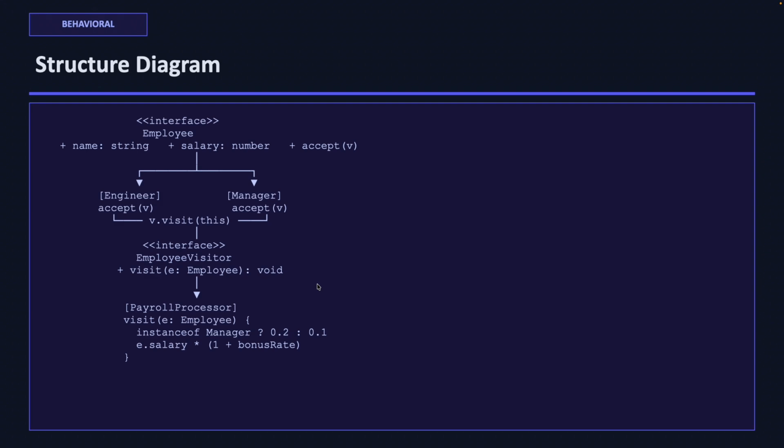The visitor interface, the employee visitor, declares the visit operation, and then the concrete visitor, the payroll processor, implements the visit with the actual business logic. The flow is that the client calls the employee accept method with the visitor, which calls the visitor visit method, which applies the visitor logic to the concrete element. We just have 2 hops and then 2 type lookups. That's where we have the double dispatch.